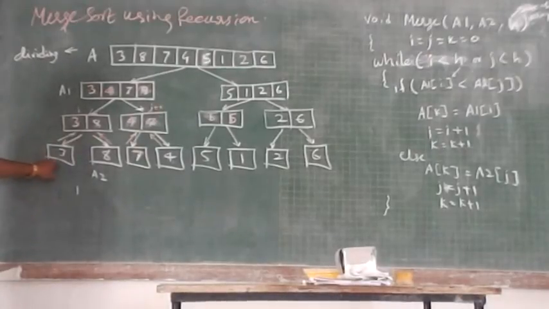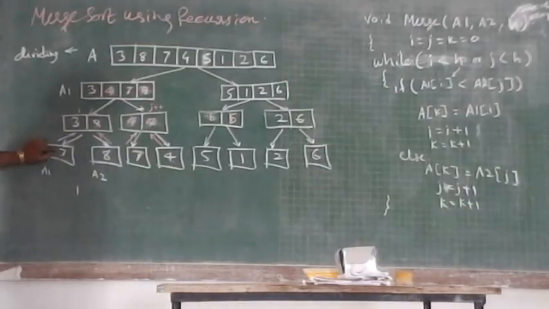i, j, k are 0. So i is less than H. It is true. So now I get into the while loop. If A1[i], what is i? A1[0] is less than A2[j], that is, A1[0] is less than A2[0]. Okay? If it is, then what to do?